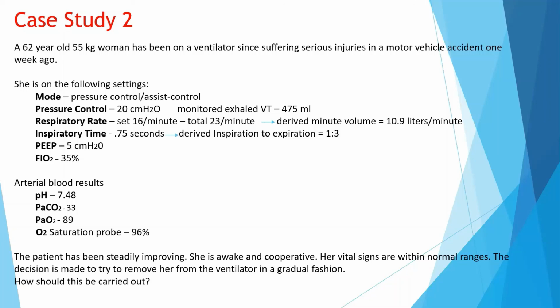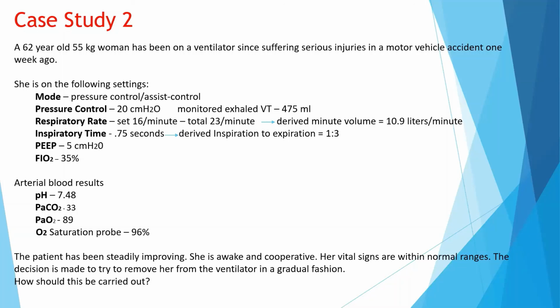The derived minute volume, therefore, is 10.9 liters per minute. The inspiratory time is 0.75 seconds, with the derived inspiratory to expiratory ratio of 1 part inhalation to 3 parts exhalation. Her PEEP is at 5 centimeters of water. Her FiO2 is set at 35%. The arterial blood gas results show a pH of 7.48, a PaCO2 of 33, a PaO2 of 89, and an oxygen saturation probe shows 96%.